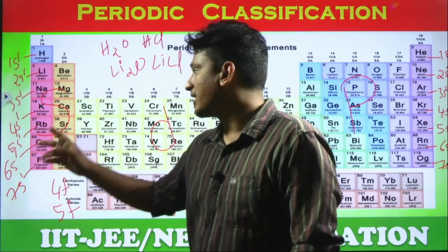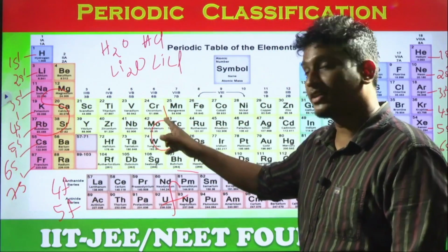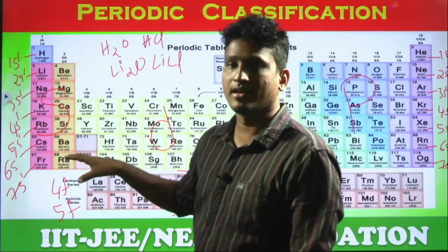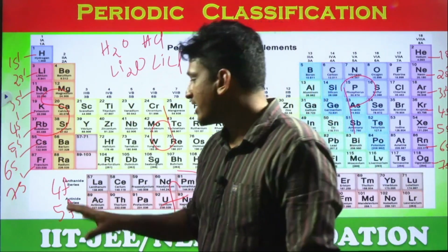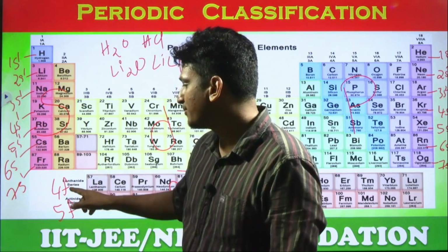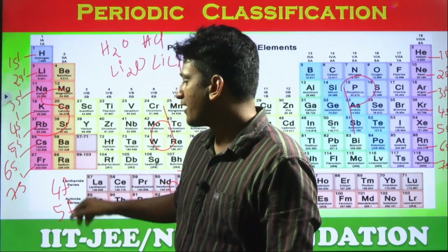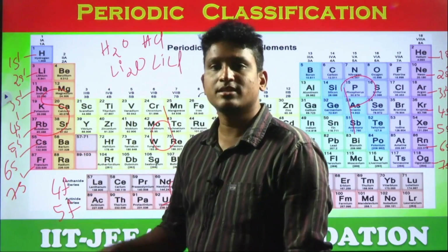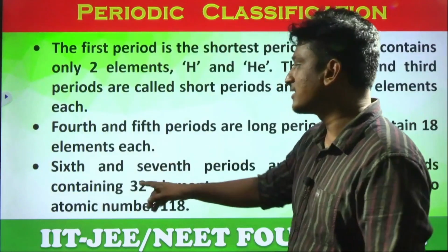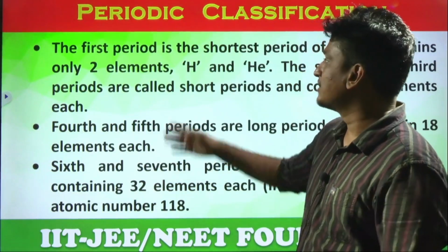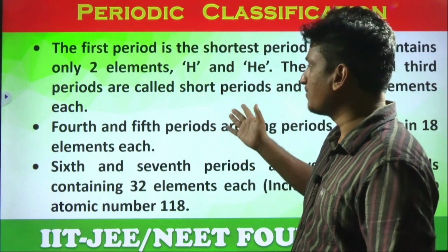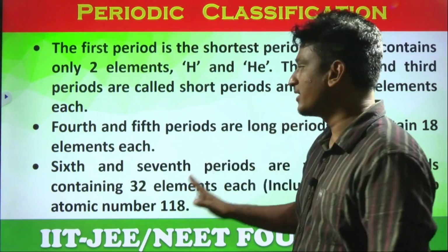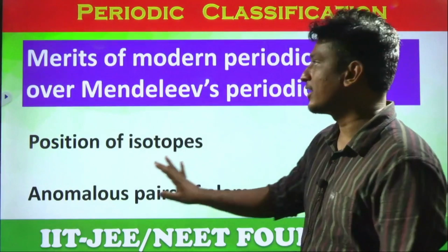Next, fourth and fifth periods contain 18. Here d block elements are starting. Yes sir, no, plus 10 you have to add. So 18. Sixth and seventh contain 32 elements each. 4f belongs to the sixth period. 5f belongs to the seventh period. So 18 plus 14. How much? 32 elements are there in sixth and seventh. So the first one is called the shortest period. Next, second and third are called short periods. Fourth and fifth are called long periods, and sixth and seventh are called the longest periods in the periodic table.